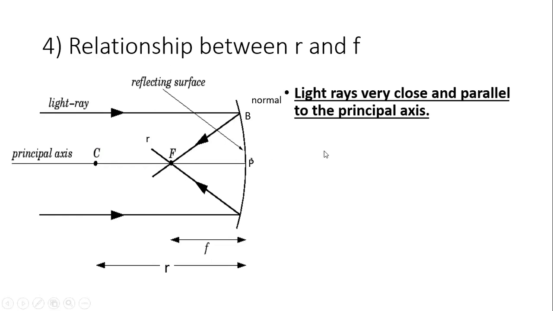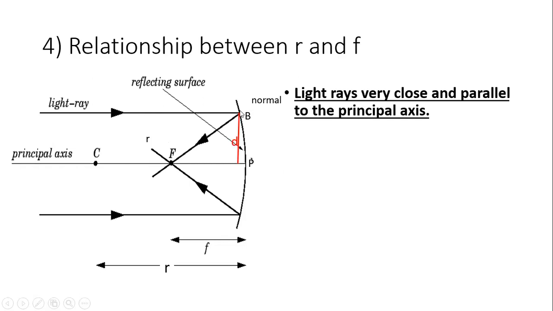Light ray, very close and parallel to the principal axis. Remember, the diagram is a bit deceiving, but we are looking very close. That means BP is very close to P. Right? Very close and parallel. These two rays are parallel. That's a key assumption.